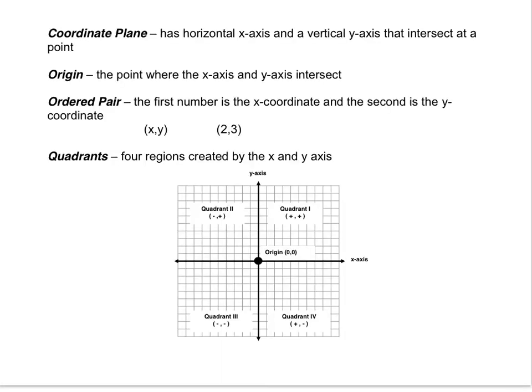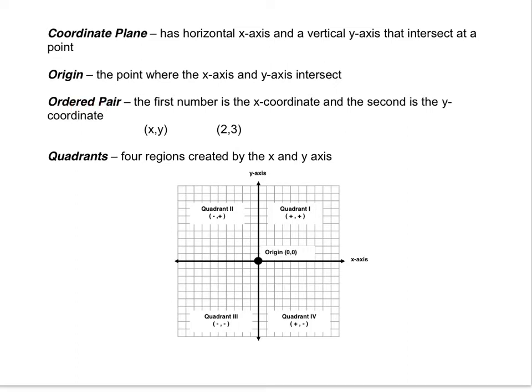First, we'll take some time to review the coordinate plane. This is the coordinate plane. So we want to write some of these notes down. It has a horizontal x-axis and a vertical y-axis that intersect at a point. That point is called the origin, where they intersect. So this is y, this is x.